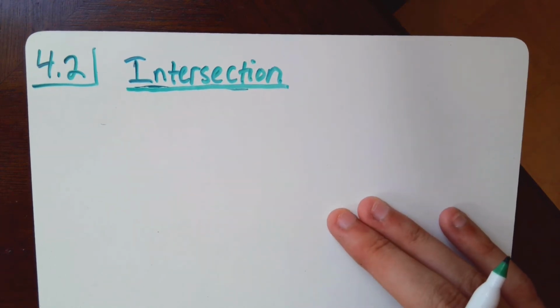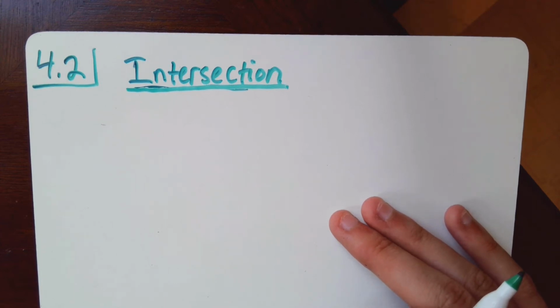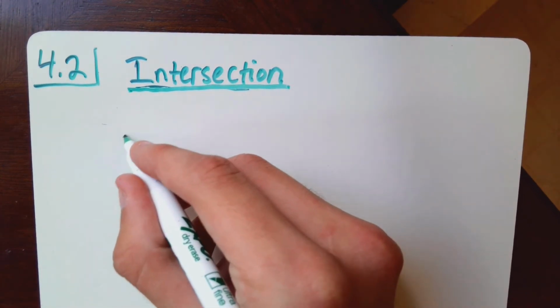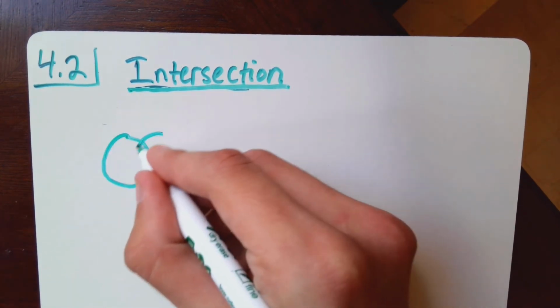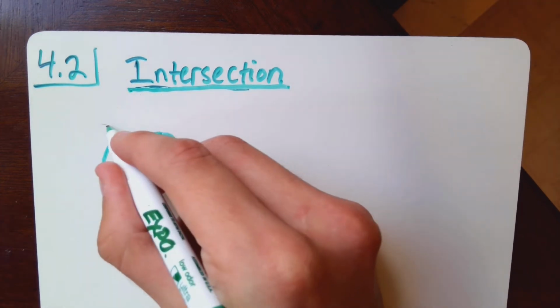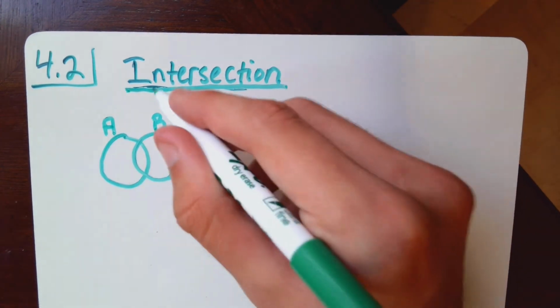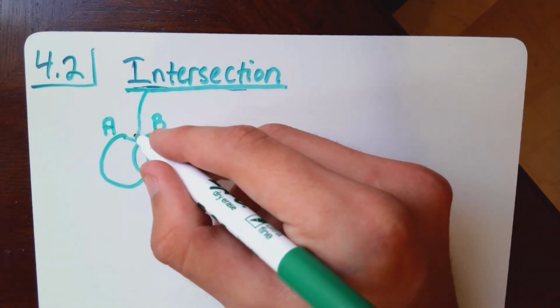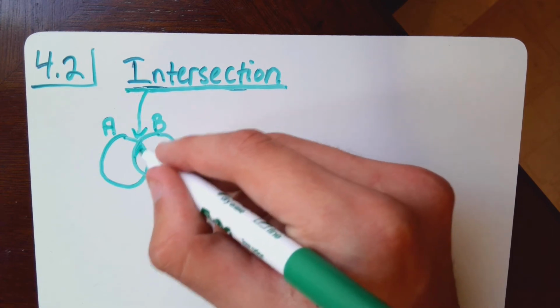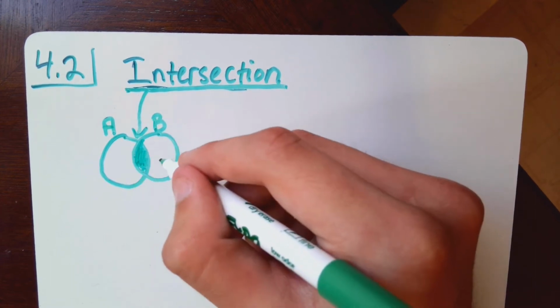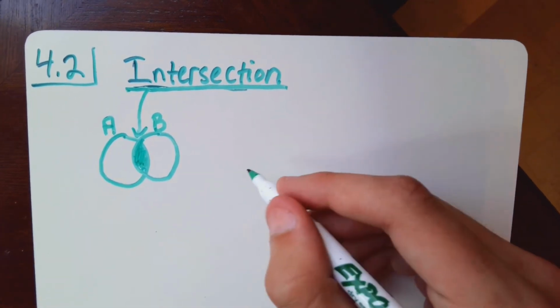In today's video I want to talk about what's called set intersection. We're starting section 4.2, which covers intersections and unions, but what I want to talk about first is intersections. So an intersection of two sets, say you have two circles like a Venn diagram, right? Here's your set A, here's your set B. The intersection is the overlap. It's where the two sets intersect. It's this middle part that's shared by both A and B. That's what the intersection of two sets is.